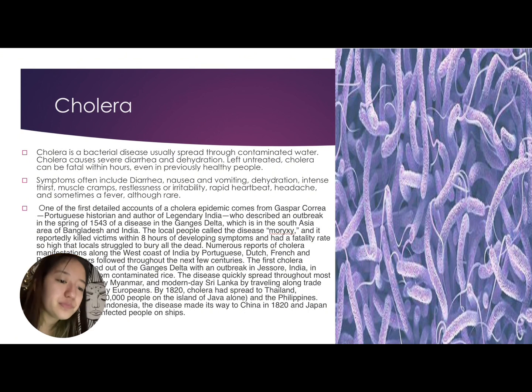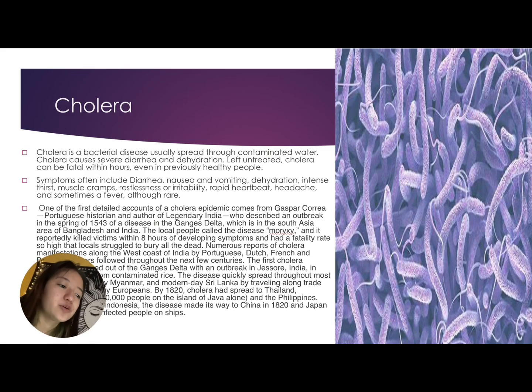One of the first detailed accounts of a cholera epidemic comes from Gaspar Correa, Portuguese historian and the author of Legendary India, who described an outbreak in the spring of 1543 of a disease in the Ganges Delta, which is in the South Asian part of Bangladesh and India. The local people called the disease morxi, and it reportedly killed within 8 hours of developing symptoms, basically killing people almost the same day.